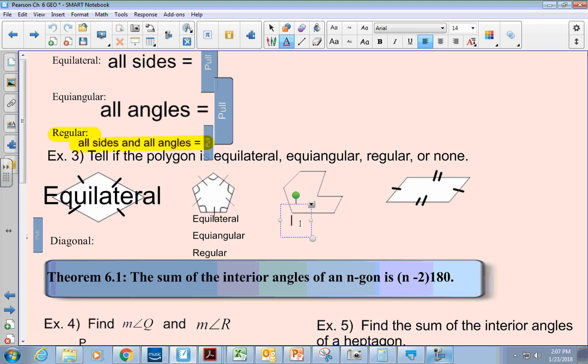What about this guy? Does it have all sides, all angles, all sides and angles, or none? This is none. What about this guy? It has two sides that are congruent. Regular means all sides and all angles are congruent. This side right here is not the same as this side, so it doesn't get to be equilateral. So technically it's none.